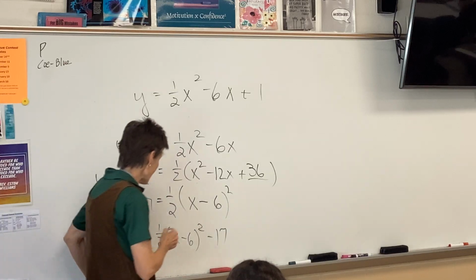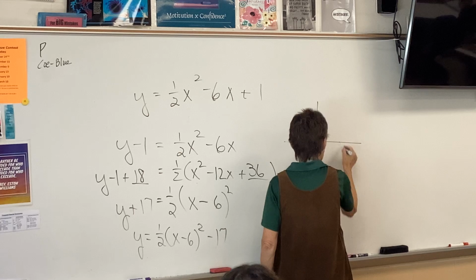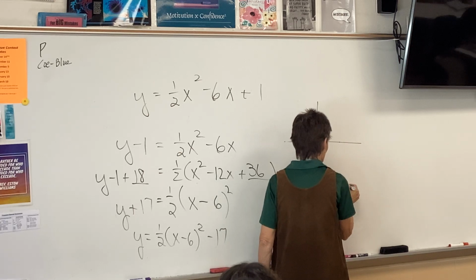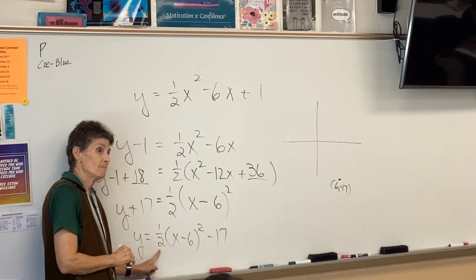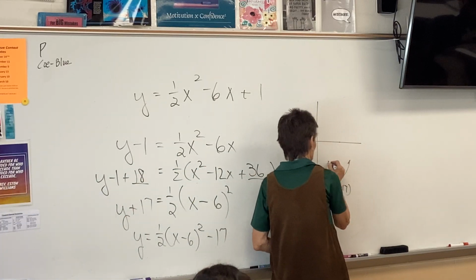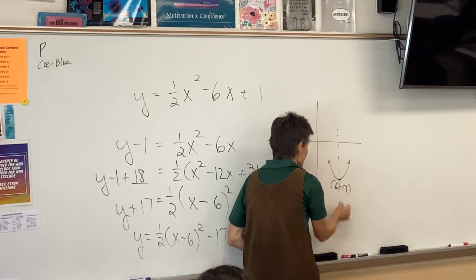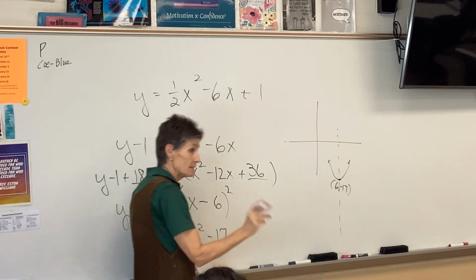And where's the vertex? 6, negative 17. And it looks like it's going to open up. And the axis of symmetry will be x equals 6.